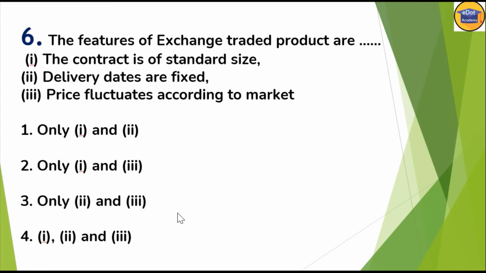Now question number 6. These are concept based questions. The features of exchange traded products are: the product which is traded on an exchange, what is the feature? The contract is for a standard size, which is correct. Delivery dates are fixed, also correct. Price fluctuation according to the market, also correct. We might have seen exchange trading. So contract size is fixed, delivery dates are fixed, and price fluctuates according to the market. All three are correct here, so option 4 is correct.